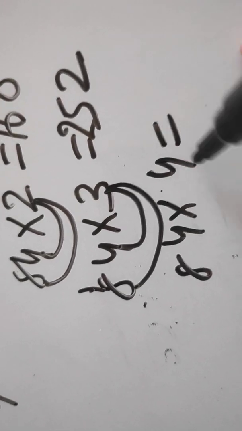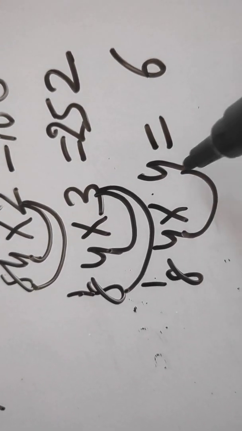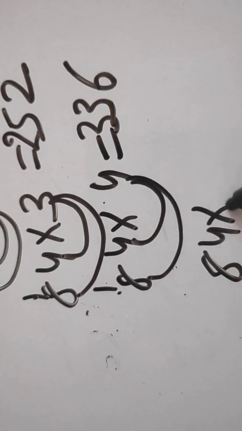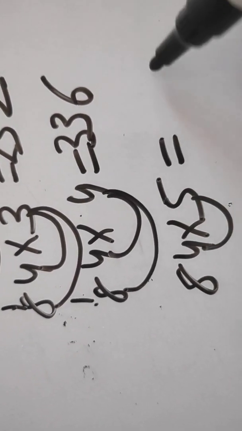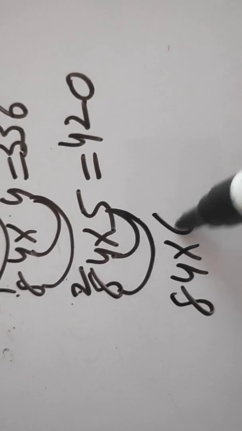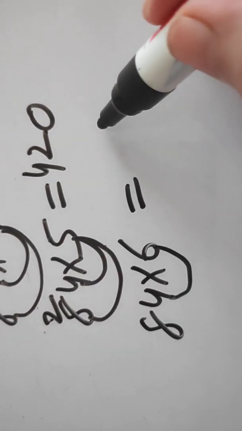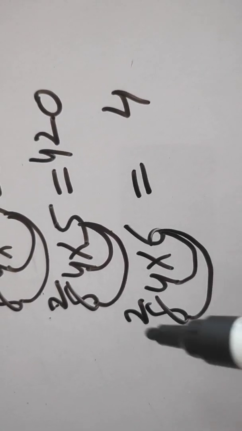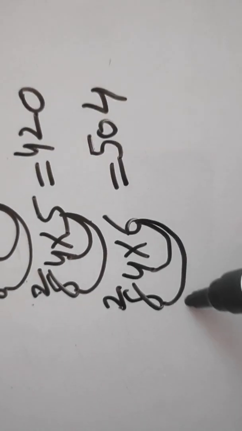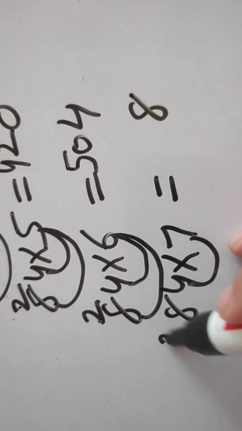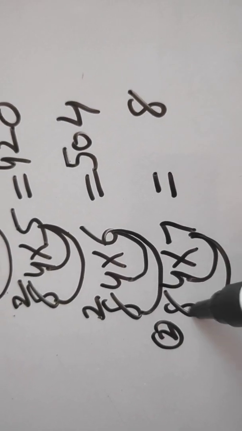84 times 4: 4 4s are 16, 1 goes as a carry, 4 8s are 32 and 1 is 33. Then 84 times 5: 5 4s are 20, 2 goes as a carry, 5 8s are 40 plus 2 is 42. Then 84 times 6: 6 4s are 24, 4 you will write here, 2 goes as a carry, 6 8s are 48 plus 2 is 50.